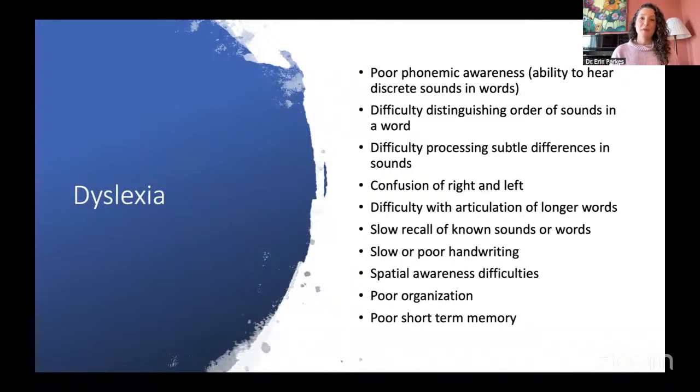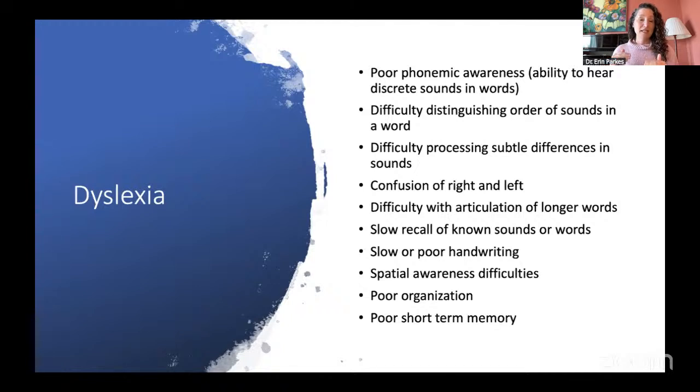And so phonemic awareness, again, is awareness of discrete syllables in words. So for example, being able to hear spaghetti and not just making it all one sound. So hearing the syllables can be really difficult.